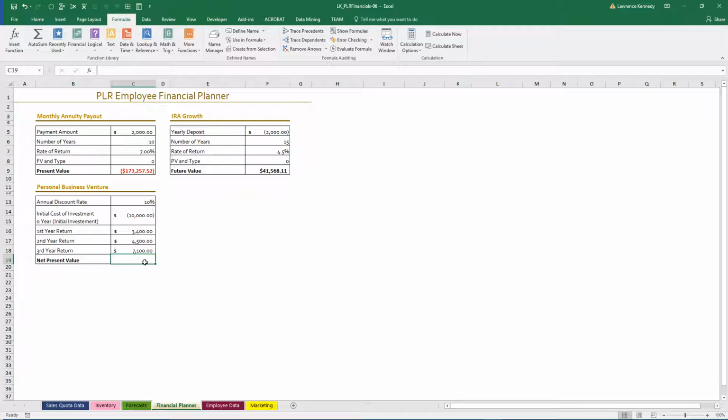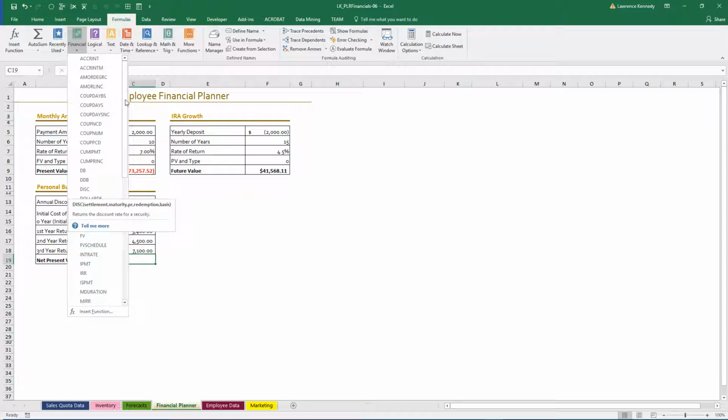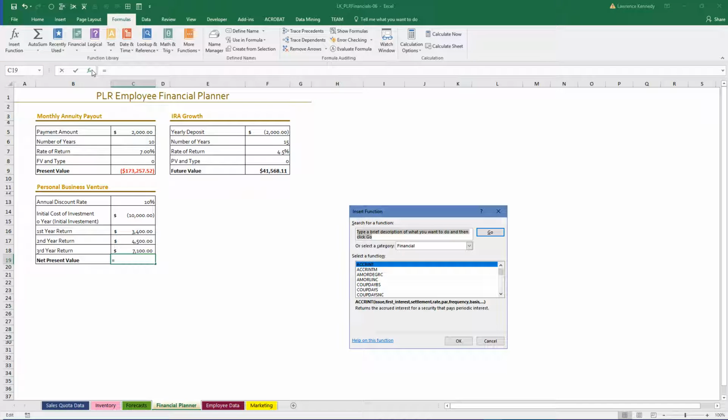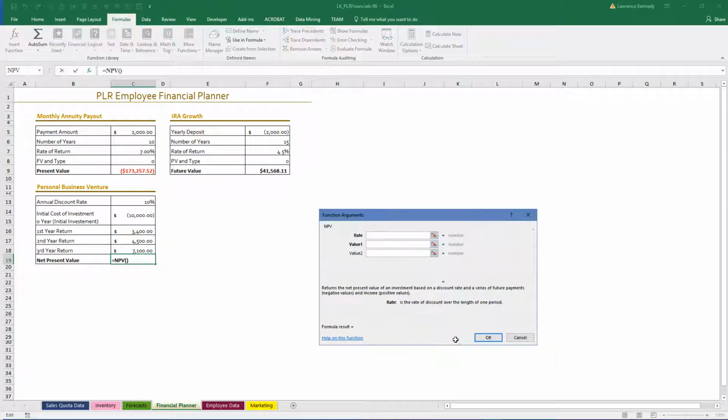All right. So let's look at the NPV, or the net present value calculation. Select C19, and again go back to Financial, and I'm just going to scroll down. Of course, there are other ways you can find the function. Another way, click the function, Insert Function, and then you can scroll down over here to NPV, or you can do a quick search. I'm going to select OK.